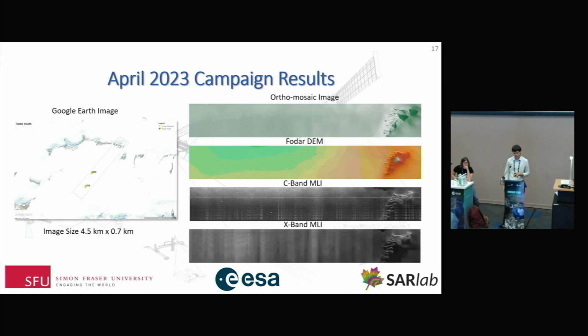In April 2023, again, this is a summary of the data. You can see actually pretty well in the C-band MLI, we've got the exposed rock on the right-hand side, and then our two corner reflectors in the data as well. Kind of one's close to the middle and one's on the far left.